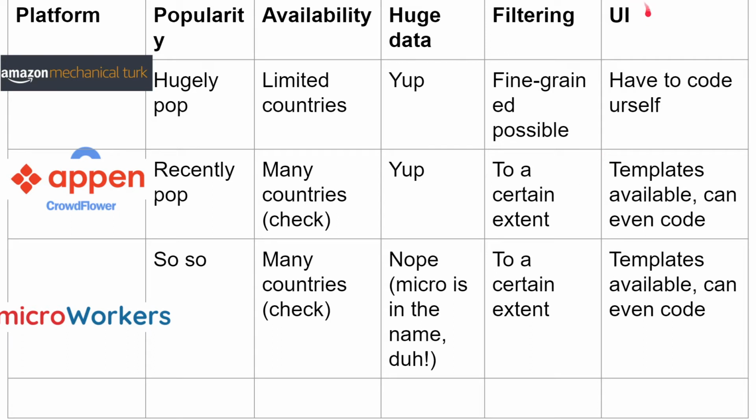Finally, UI. UI is something which is very critical to the annotation workflow. In Amazon Mechanical Turk, you have to code yourself, so that's a pain. In Appen and Microworkers, you have templates available and you can even code on your own. So for normal laymen like us, it's a really good way to go, for those who are lazy and don't want to code.